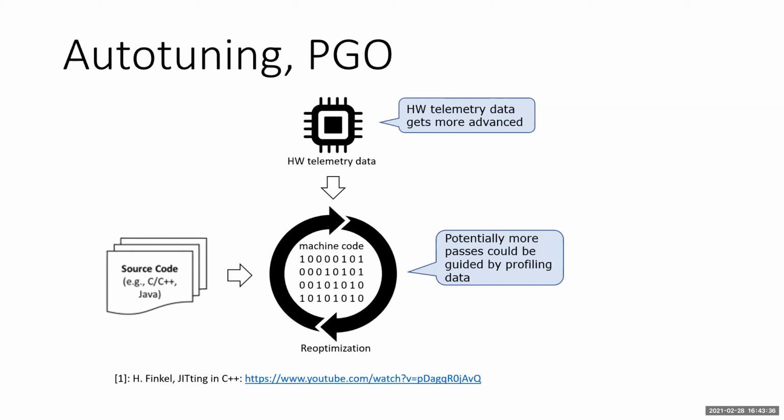So I believe that the profiling data can be richer than it is now in LLVM. And also potentially more passes can be guided by this profiling data. Memory prefetching is just one example. Another example is that we can do smarter branch to CMOV conversion based on the profiling data.